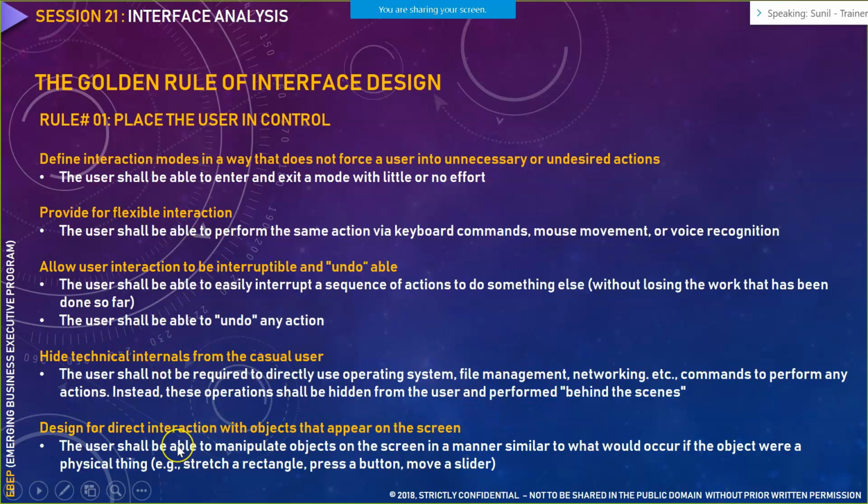Then comes design for interaction with objects that appear on the screen. The user should be able to manipulate objects on a screen in a manner similar to what would occur if the object were a physical thing. Example: stretching a rectangle, pressing a button, moving a slide. So we have to configure these behaviors as well: how it would look if the object were a real, physical thing.